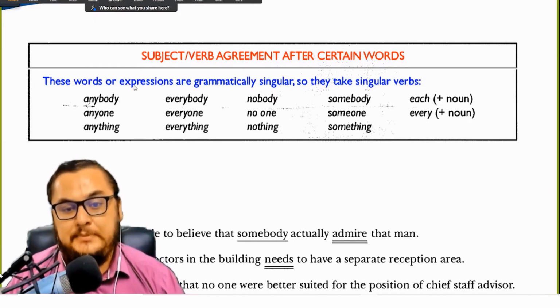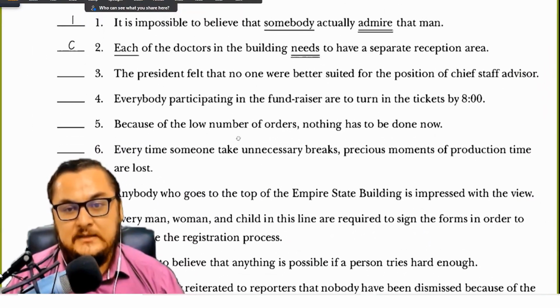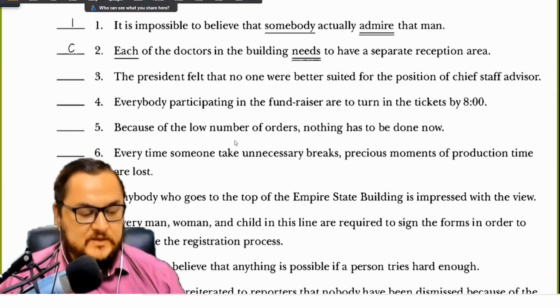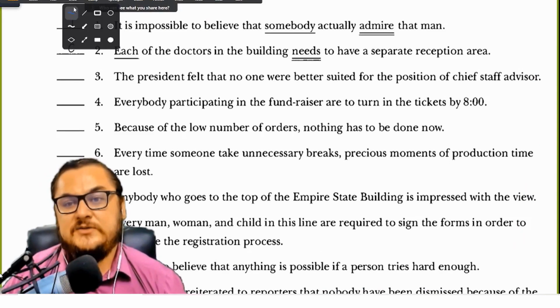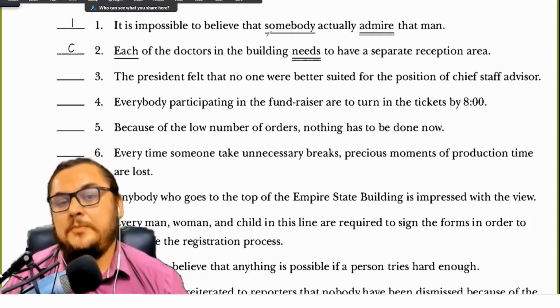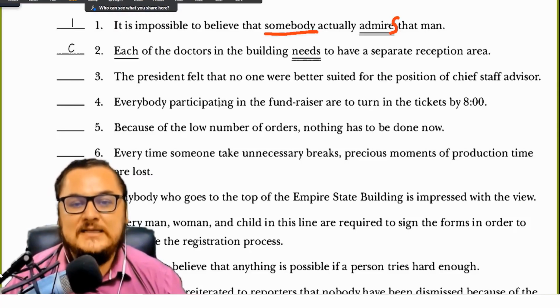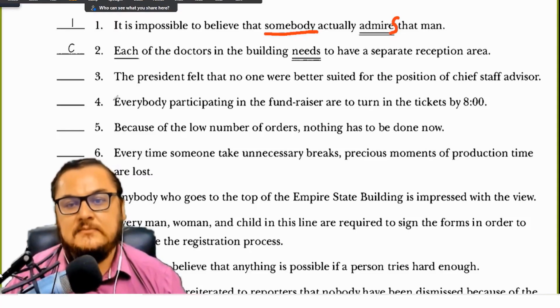And we are going to apply this rule. We will verify that it is fulfilled, because it is the most important thing when it comes to realizing whether the sentence is written correctly or incorrectly. At number 1, for example, I have the word somebody and admire, where it should be admires, so that it would be correct, because the verb should be in the third person.